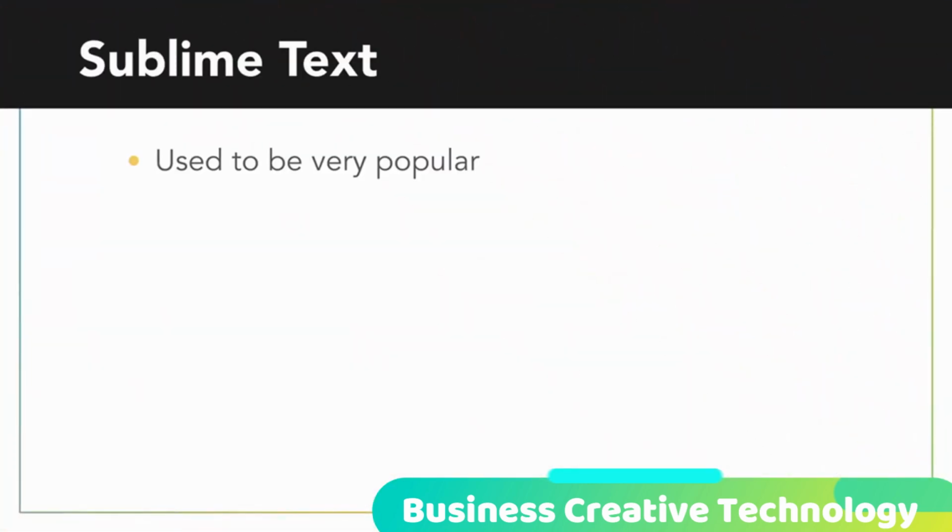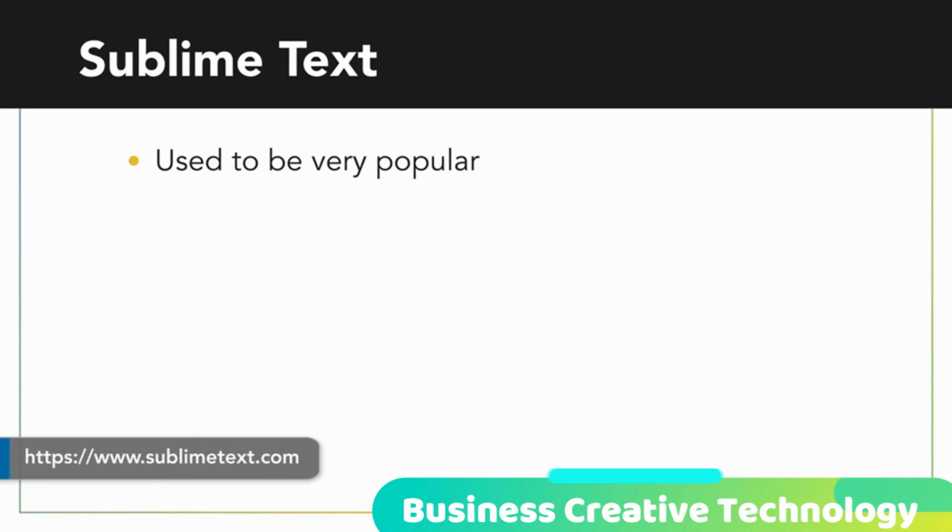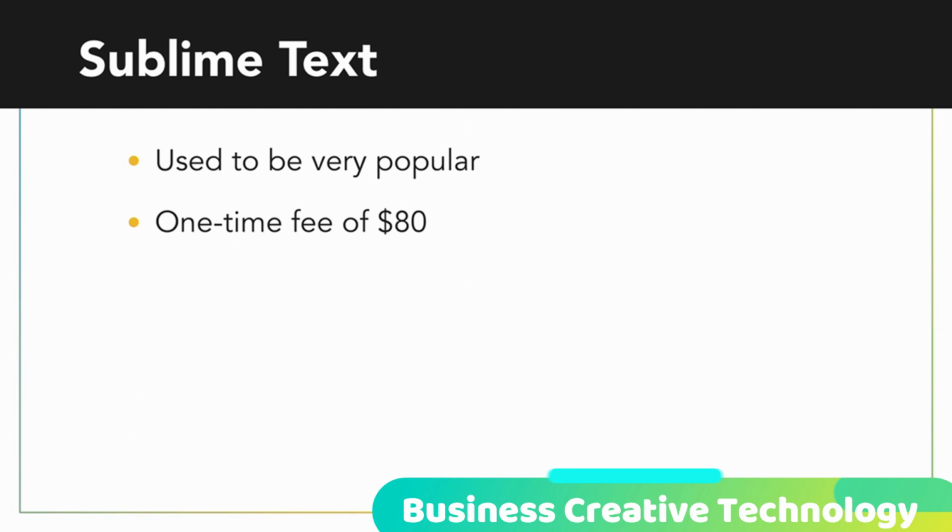Finally, Sublime Text was favored by the web development community for years, but it's recently fallen out of favor. It's located at sublimetext.com and has a fee of $80 to use the editor. Many front-end developers still have Sublime installed on their machines, even if they no longer use it often. It works on Mac, PC, and Linux.